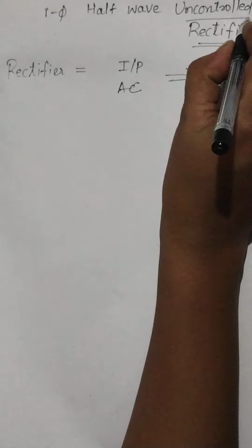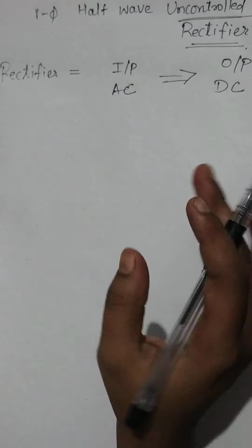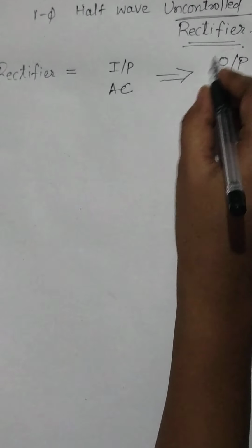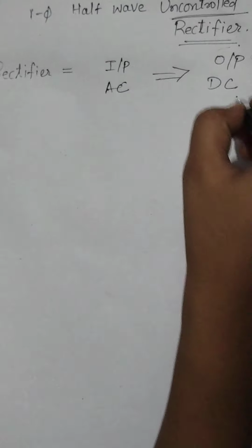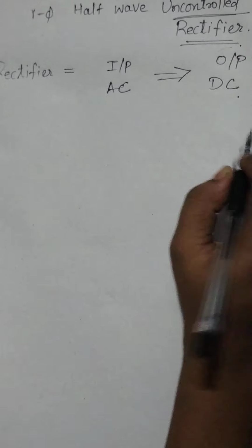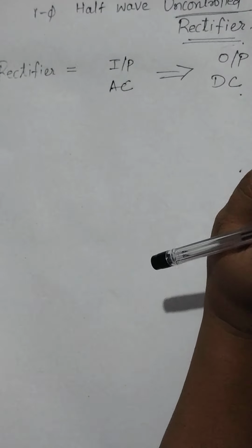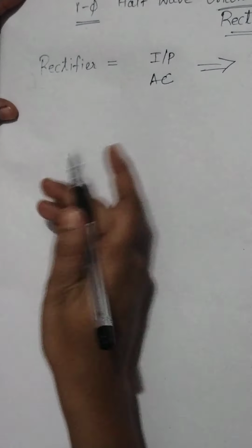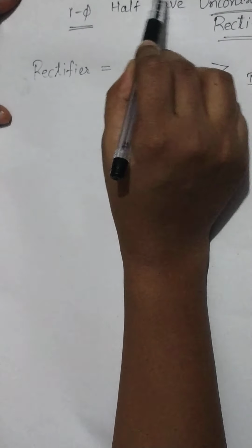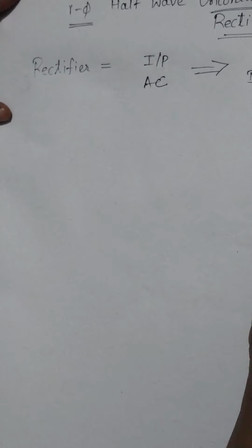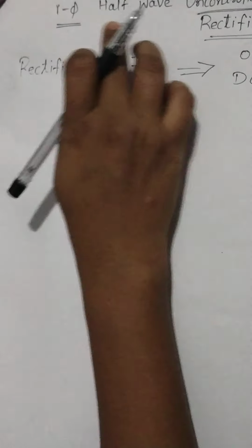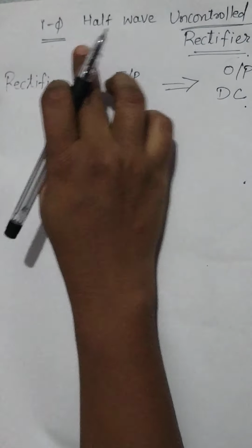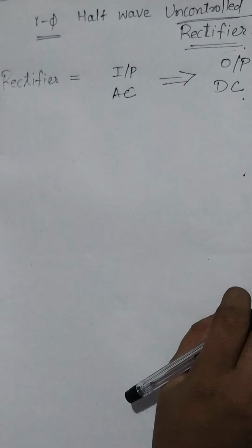Now this is the uncontrolled rectifier. Uncontrolled means its output can't be controlled. Output is not controllable. It is not in our hand. It depends on the circuit, right? As it is single phase, our input AC is single phase, and it is half wave, that is, at the output side the wave shape we are getting is a half wave. It is not full, it is half. That's why its name is single phase half wave uncontrolled rectifier.